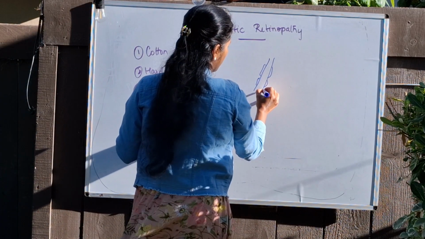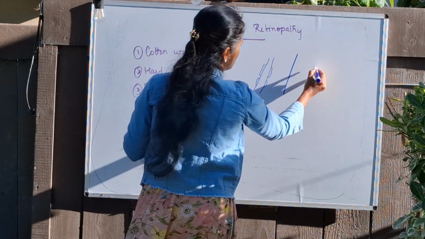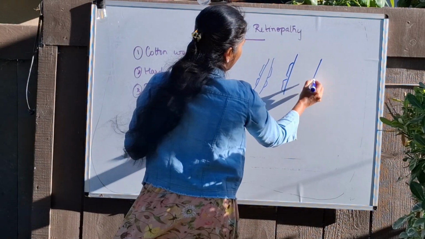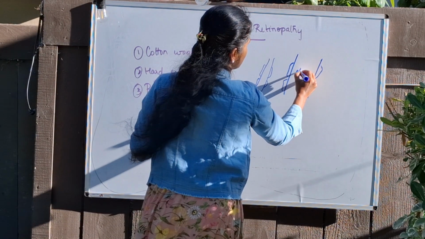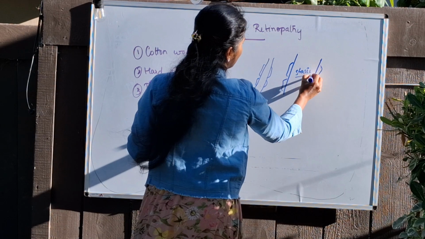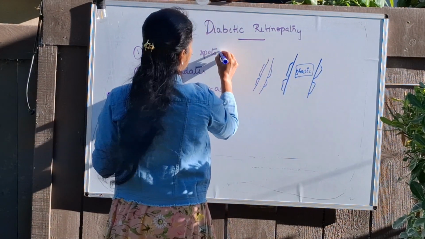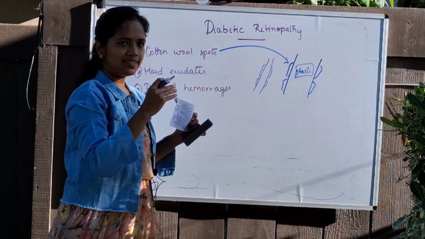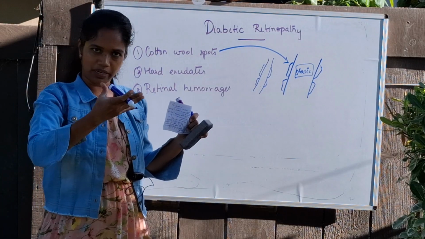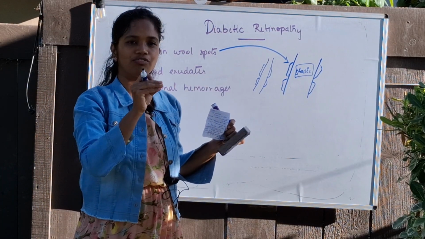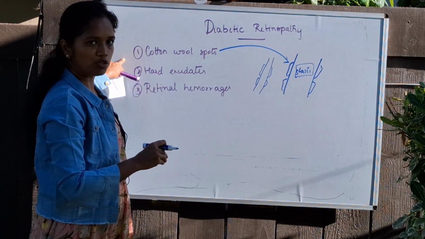Since the axon suffers microinfarction, it will swell because of the stasis of axoplasmic material. This stasis is what is known as cotton wool spots. The stasis of the axoplasmic material because of the microinfarction of the axons is known as cotton wool spots.